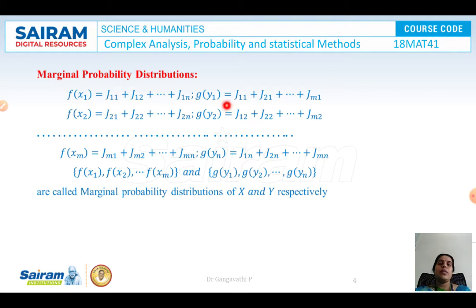Similarly, if we add the columns, you can observe the y value is fixed here while the x value keeps changing. That is g of y1. Similarly, f of x2, g of y2 and so on, f of xm and g of yn. So f of x1, f of x2 and so on up to f of xm, and g of y1, g of y2 and so on up to g of yn are called the marginal probability distributions of x and y respectively. These g values are the marginal distributions of y and these f values are marginal distributions of x.